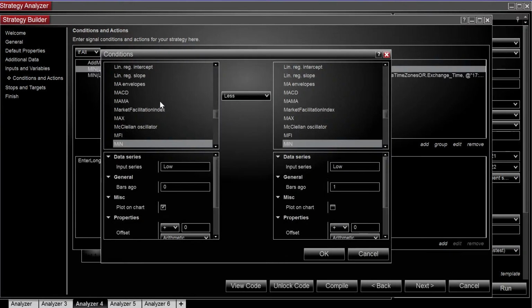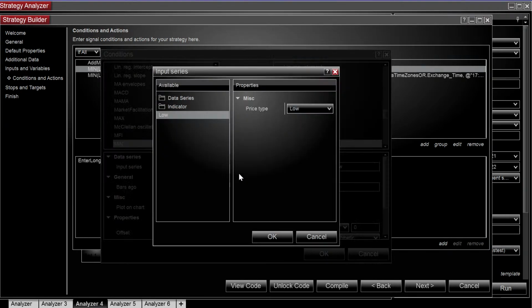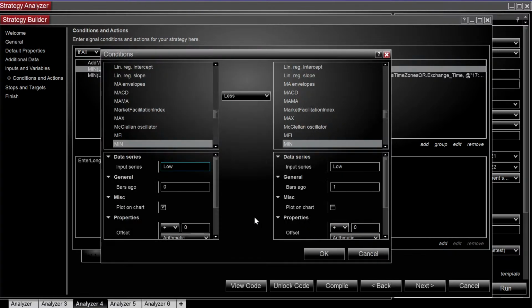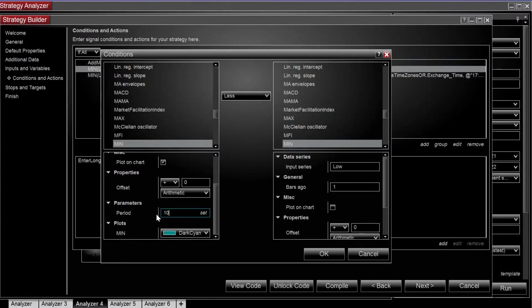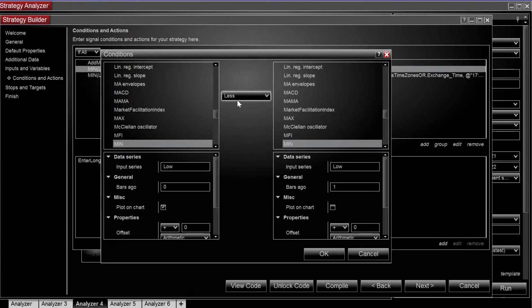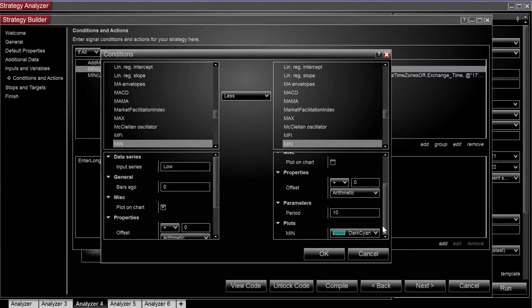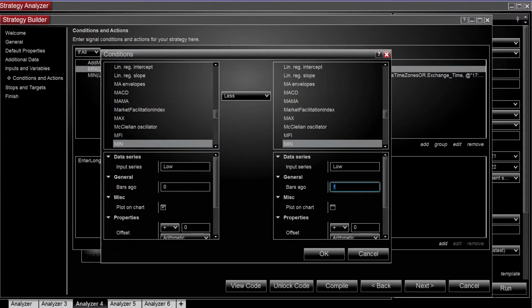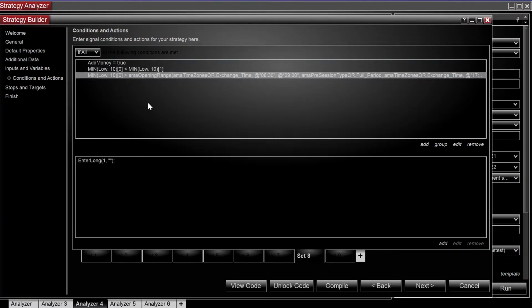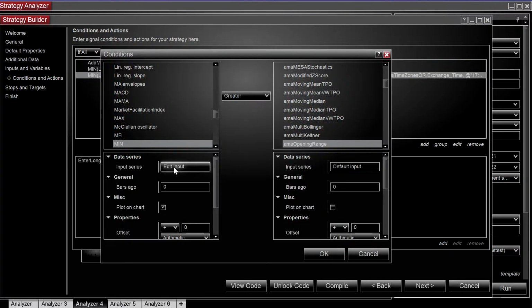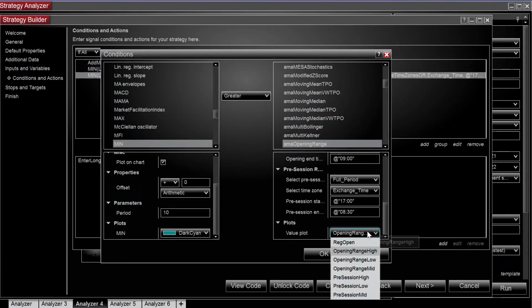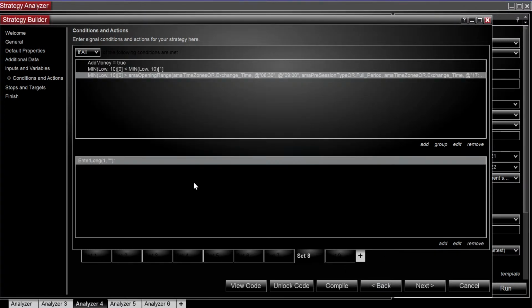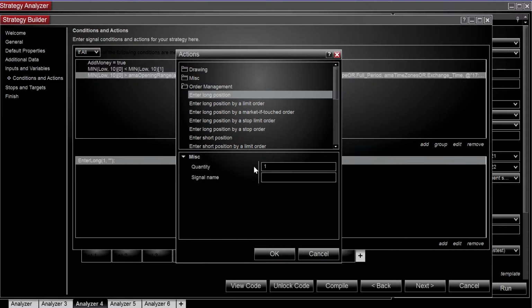Now we have the minimum low. So you set it to the low, price type low. Set the period to 10, so the 10 period low is less than the 10 period low of the previous bar, as you can see here. So price makes a new 10 period low. And also the 10 period low needs to be greater than the opening range high. When that occurs, we enter long 1.